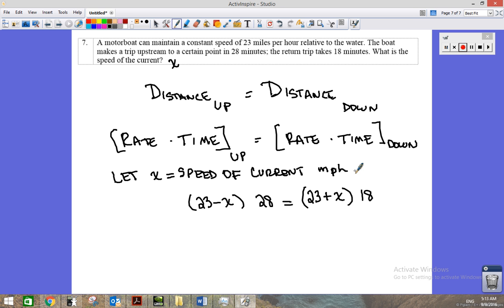Alright, now although the 28 and the 18 is in minutes, we don't have to convert that to hours because the units on the left hand side are the same units on the right hand side. So any conversion that I would do to 28 would be the same conversion that I do to 18. So since it's an equation and you do the same thing to the left hand side and the right hand side, we don't have to make that conversion from minutes to hours.